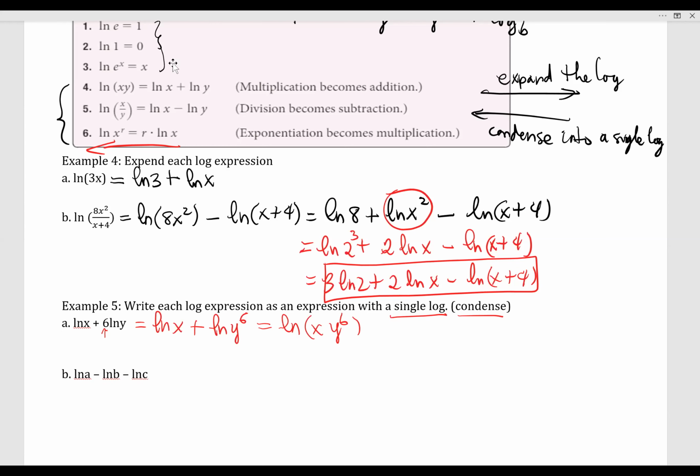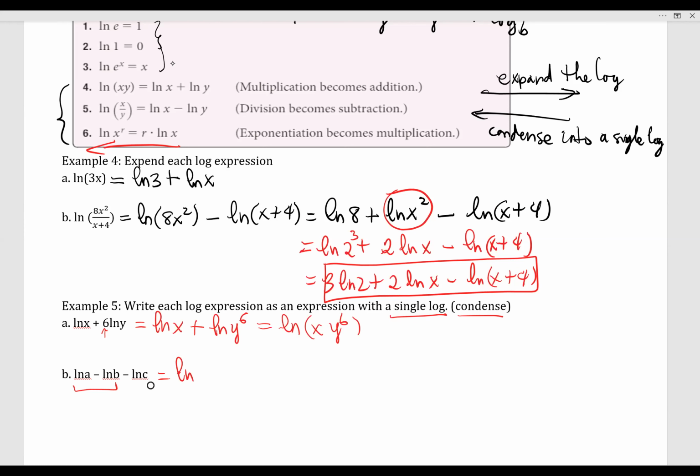So let's move to part b. Problem b is simpler than a, I believe, but it has 3 terms. Okay, since it has 3 terms, you can just go from left to right. What you're going to do is a subtraction between the first two terms.